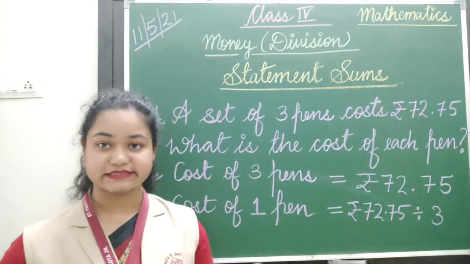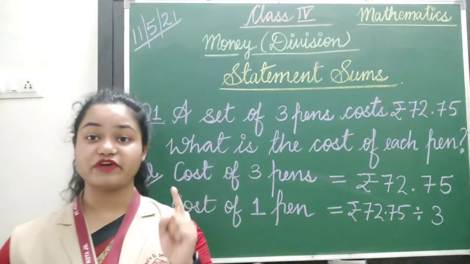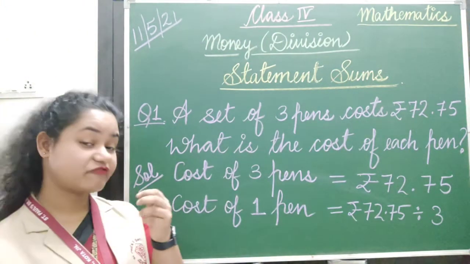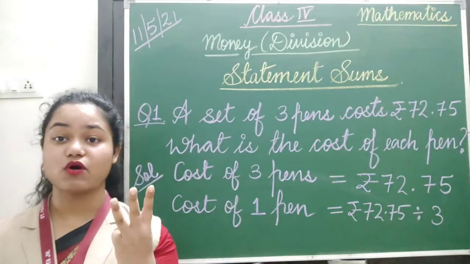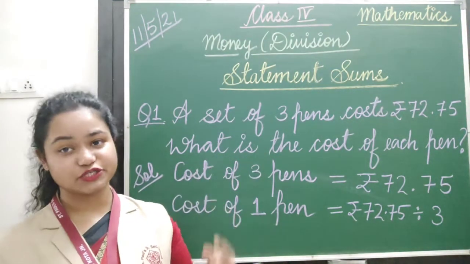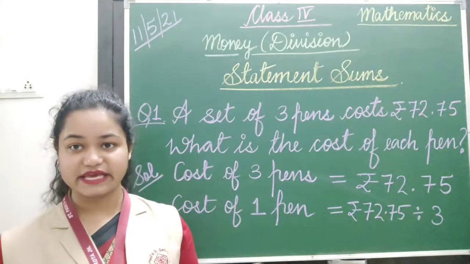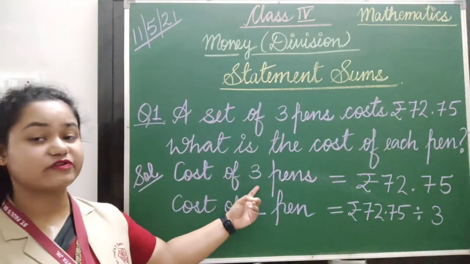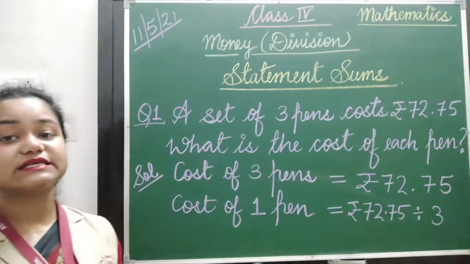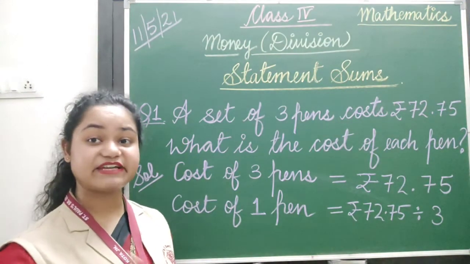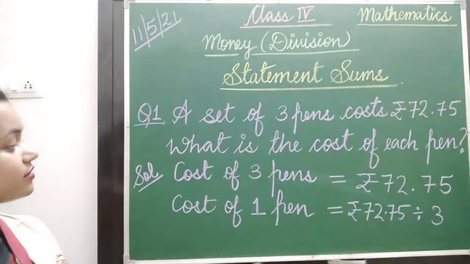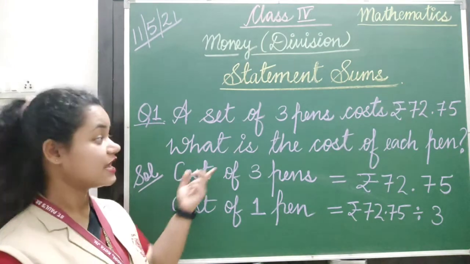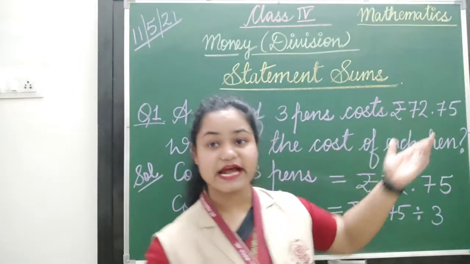Yes or no? Yes. So what information we are getting from the very first sentence is that a set of 3 pens is there. That means the cost of 3 pens given to us is 72 rupees 75 paisa. Yes or no? So our first sentence is: cost of 3 pens is equal to 72.75. Okay. So here in this case, the very first thing you are going to write is, see, anything in rupees that is given, that means that is the cost.